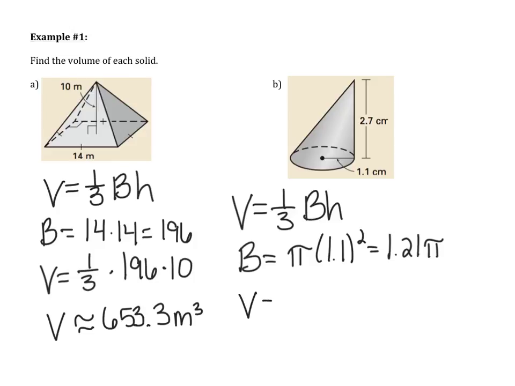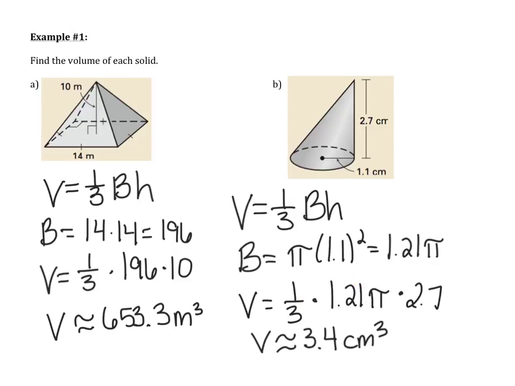So putting it into our formula, we have 1/3. Again, we're just going to divide by 3 at the end, times the area of the base, which was 1.21 pi, times the height, which was 2.7. So again, I'm going to take 1.21 pi times 2.7, figure out what that answer is, and then divide by 3 to get about 3.4 cubic centimeters.